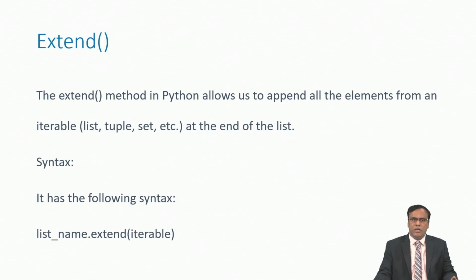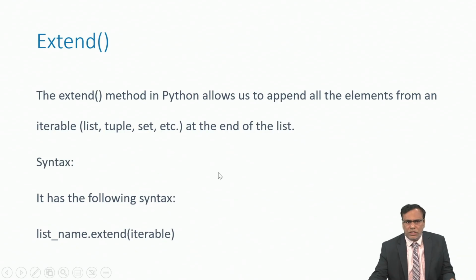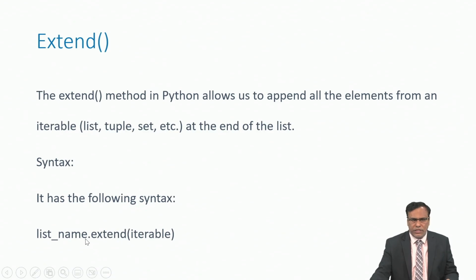The extend method in Python allows you to add more than one item to a list. It has the following syntax, same as that. Just in place of append, you have the name of the function, that is extend. So list_name is the name of the list, and this is the function extend. This is the iterable object. You can directly append one more list to the existing list, or you can just list out the items that you want to add to this old list. Either way, you can do it.